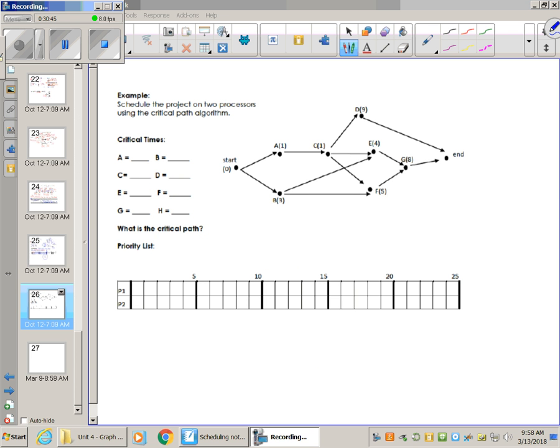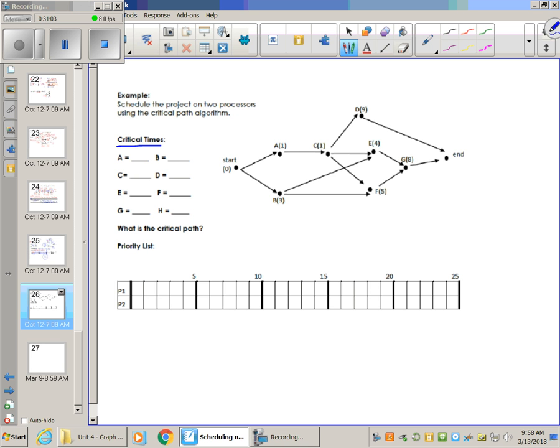Okay, last example before I'm done. And this is, again, exactly how you're going to see this on the test. It's going to be completely identical to this, except the graph is going to be different. I mean, it's going to be the same exact setup. Okay, so let's go through and schedule.